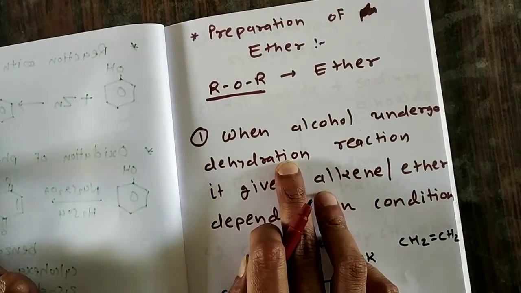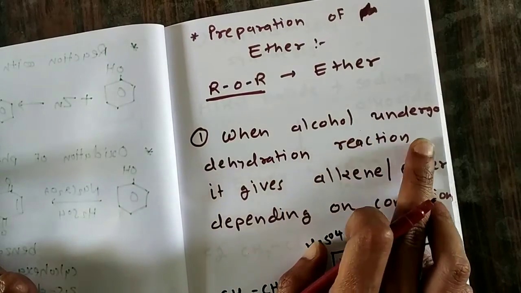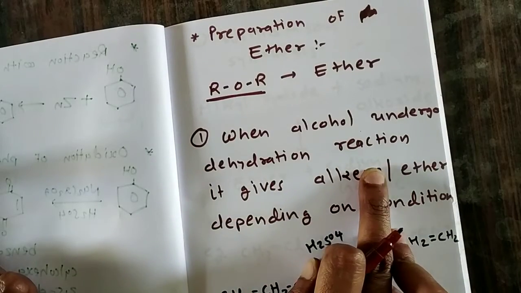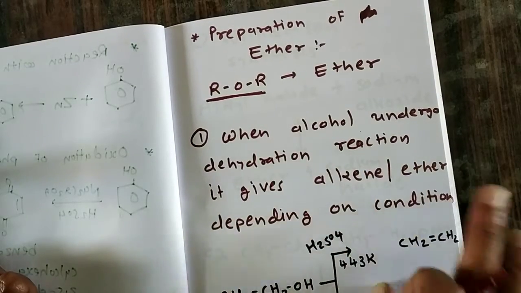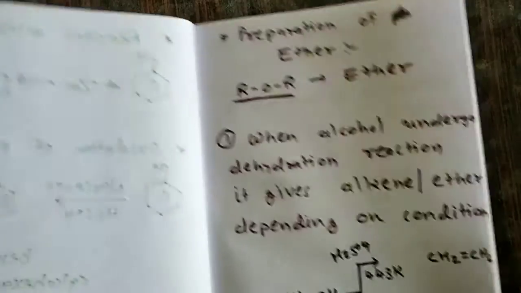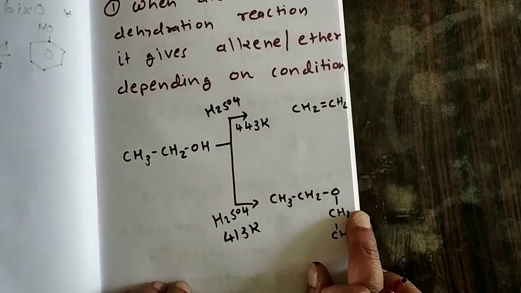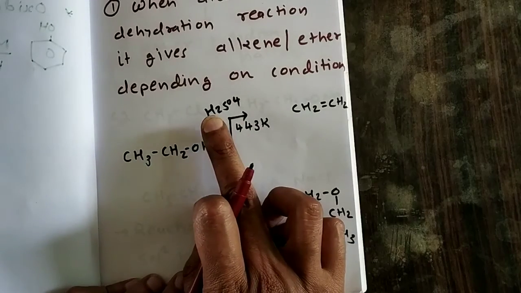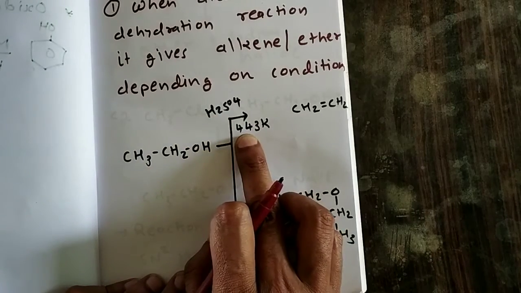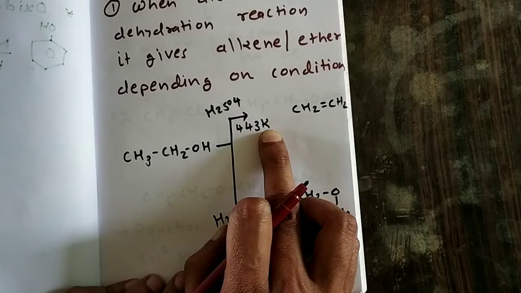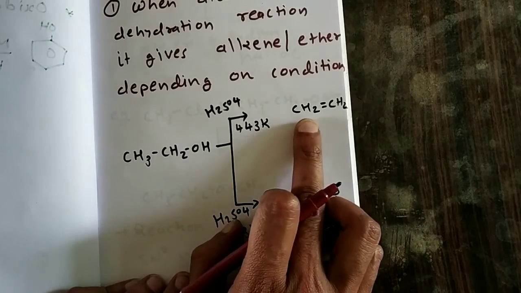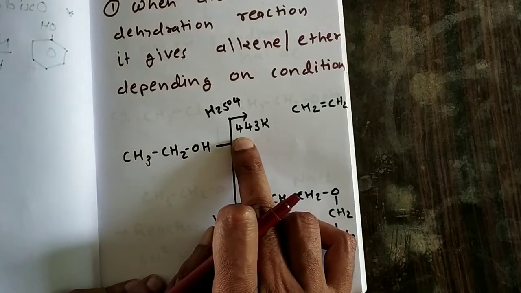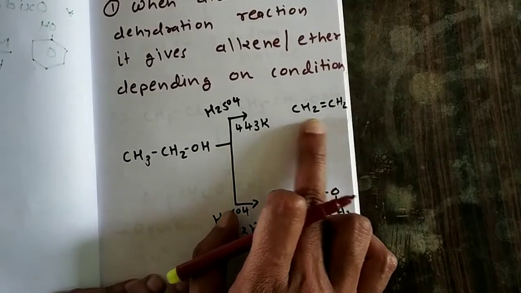So first number, when alcohol undergoes dehydration reaction, it can give either alkene or ether depending on condition. Let's take an example. You can see here, this one is ethanol. When it reacts with H2SO4 at 443 Kelvin temperature, dehydration reaction takes place and it gives alkene.